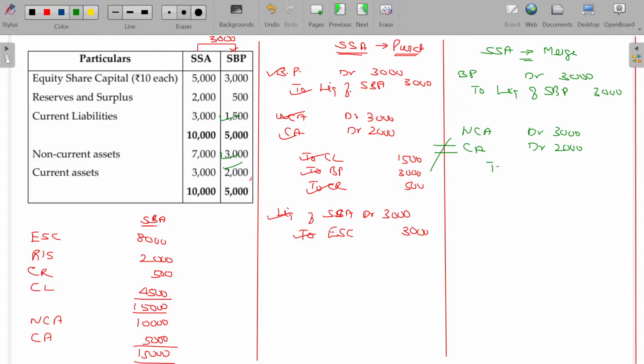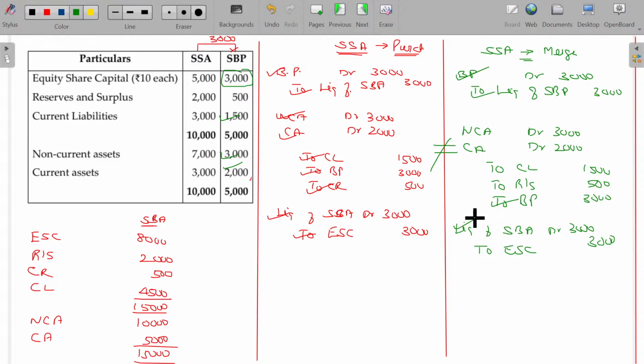To current liabilities, 1,500. To reserves and surplus, I have to adjust that for any profit or loss. Finally, to business purchase, 3,000 rupees. Actually, SBB value is 3,000. The payment is also 3,000. No profit, no loss. The reserves and surplus will be intact. Third entry being settlement. Liquidator of SBB to equity share capital. The value being 3,000. Business purchase got eliminated. Liquidator got eliminated.